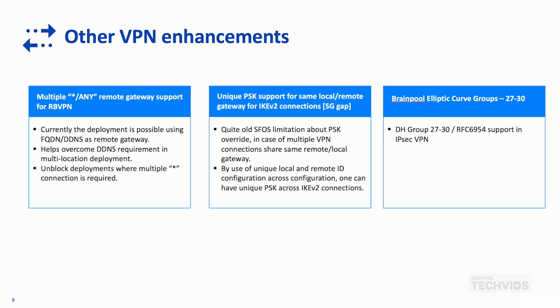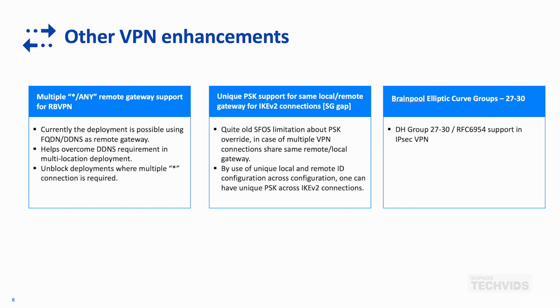Finally, we've listed other VPN enhancements we've brought to v20. First is the ability to use multiple asterisk or any as a remote gateway support in route-based VPNs. This feature is already supported for policy-based VPNs, and now we've expanded it. In v19, admins can still configure route-based VPNs with a dynamic IP-based remote gateway, but for that, additional DDNS or FQDN configuration is required, which adds additional configuration overhead and cost for DDNS account management. In v20, this is avoided, and you can now achieve multiple route-based VPN connections with a dynamic remote gateway.